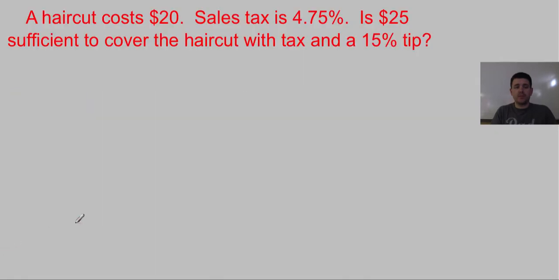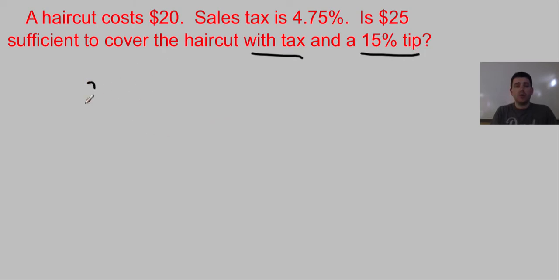So the price times the amount of tax or tip, and then that gets added back to your original price. So let's try another one. Please write down the whole problem, not just the math for it. A haircut costs $20. Sales tax is 4.75%. Is $25 sufficient to cover the cost of the haircut with tax and a 15% tip?